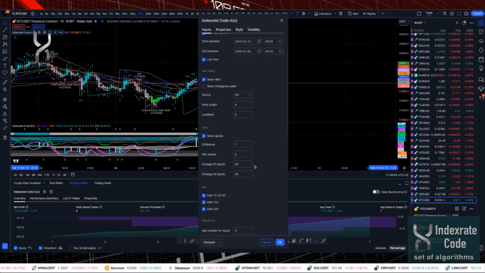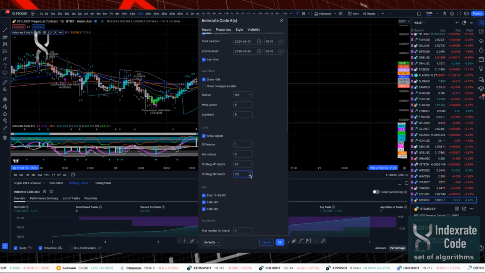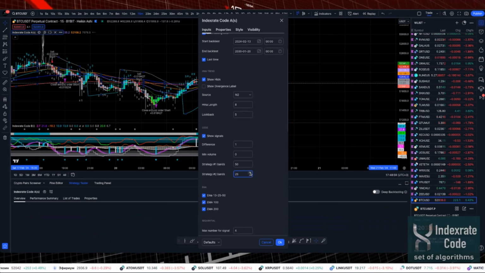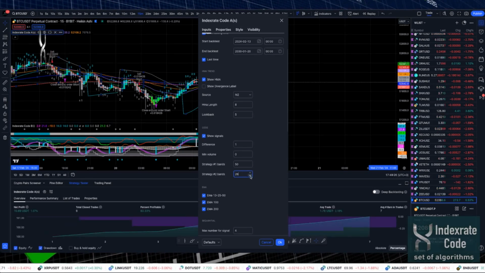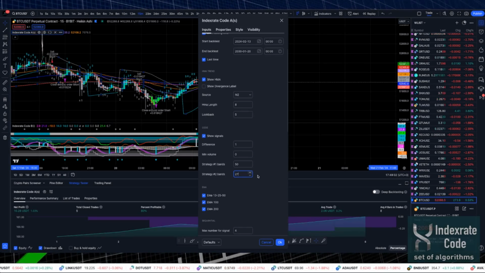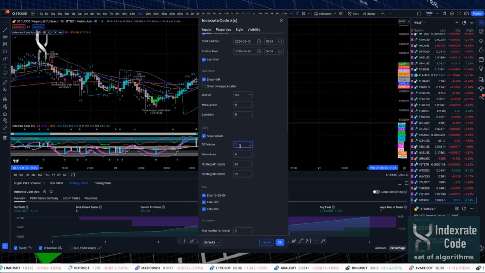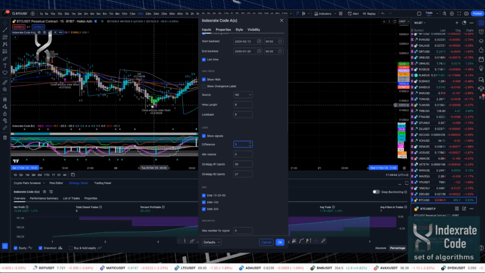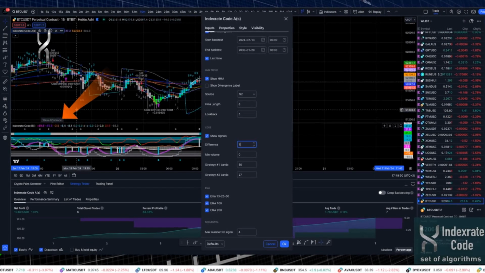Let's check strategy 2 right away. The value changes at around 27. We leave the value 27. Now, what does the difference mean? 1, 2, 3, 5, 10. Pay attention now to the chart, right here, on the wave of the difference in the status bar.